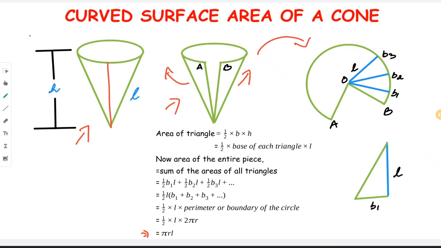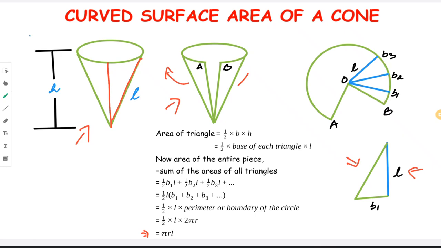Which means the curved surface area of a cone is what? I have to add all the triangles here. If I add the area of all the small triangles, then I should get the curved surface area of this cone. That is what we're going to do. You can see that I've taken out one here so we can understand. The slant height becomes the height now, and of course this is the base. 1, 2, 3, 4, it goes on.